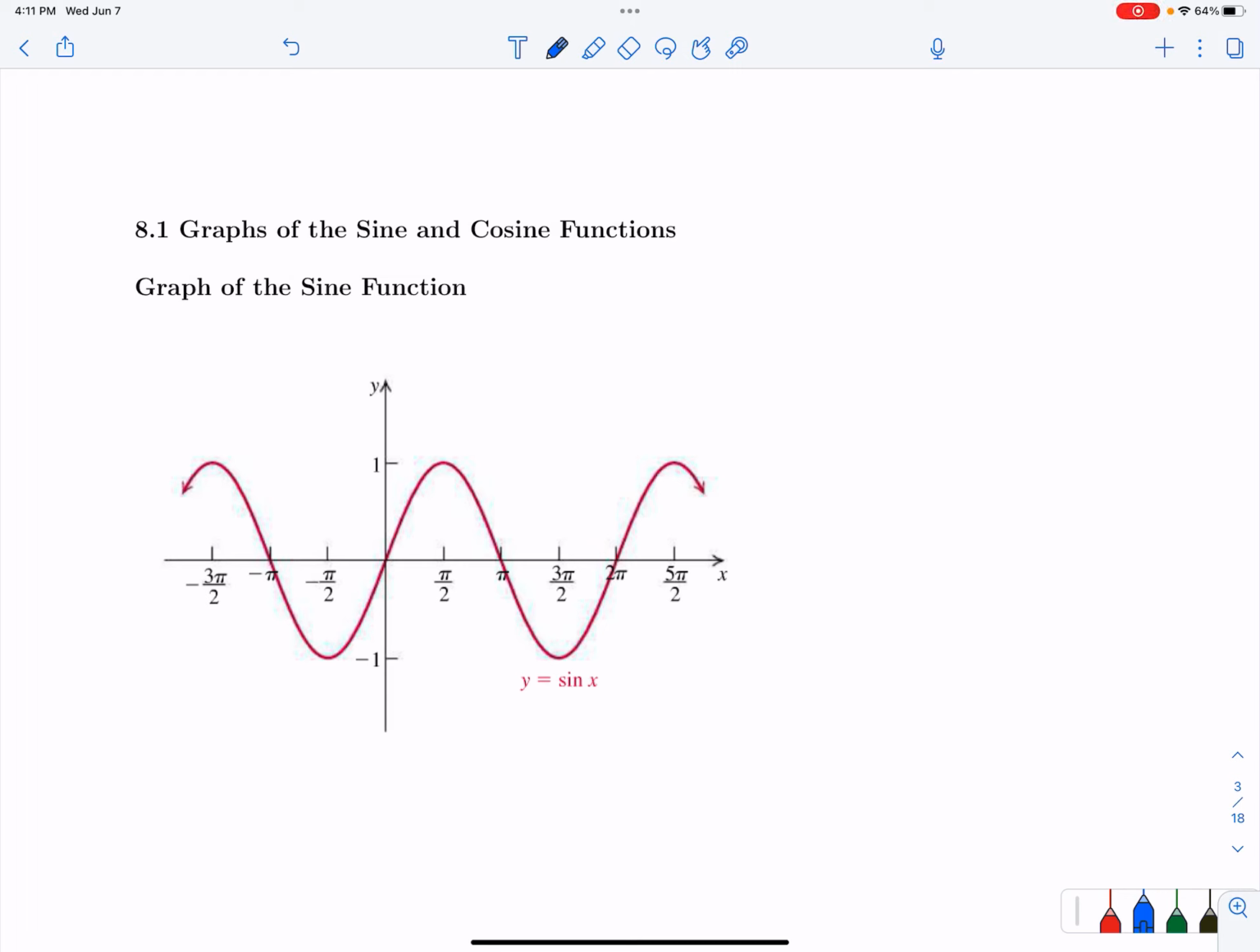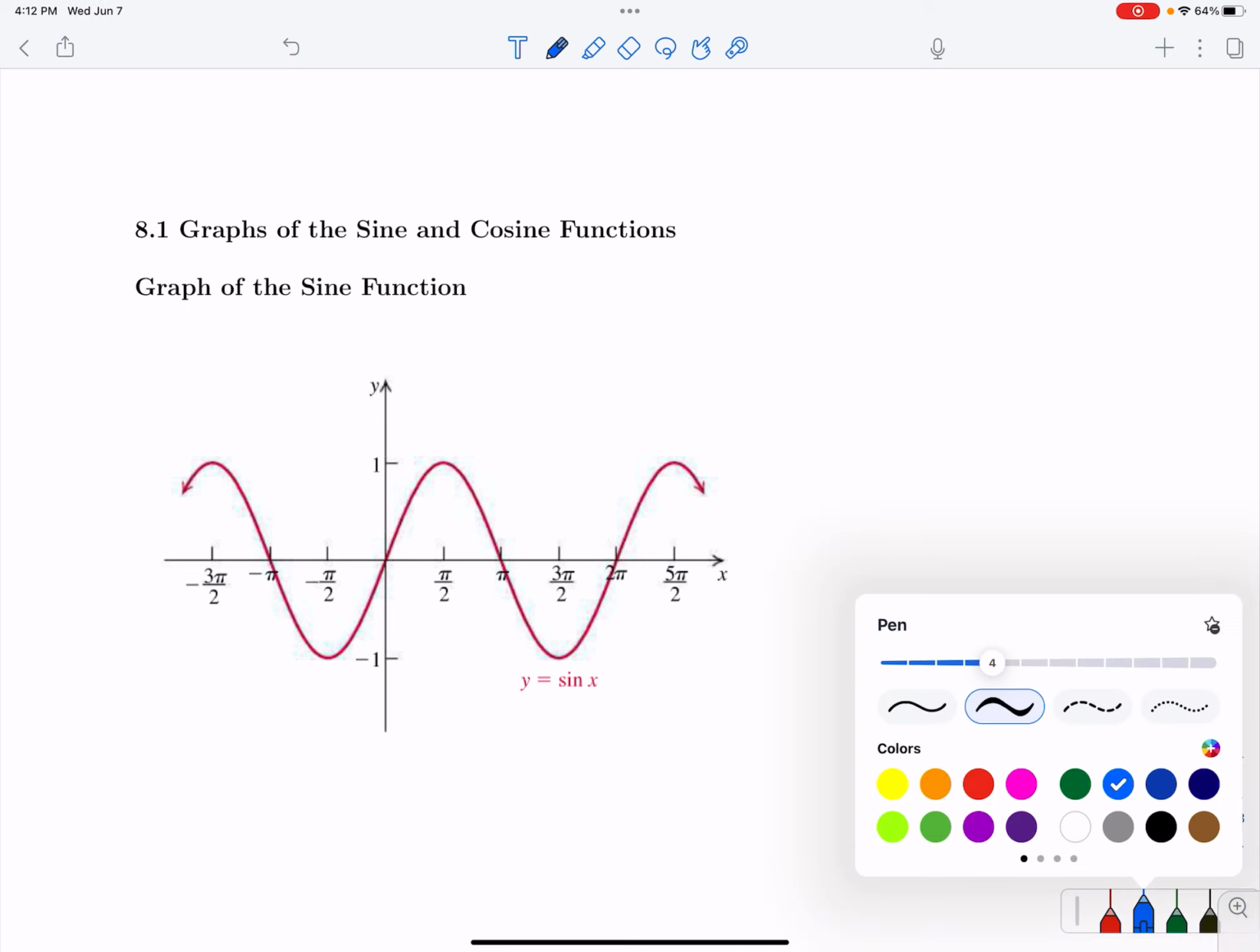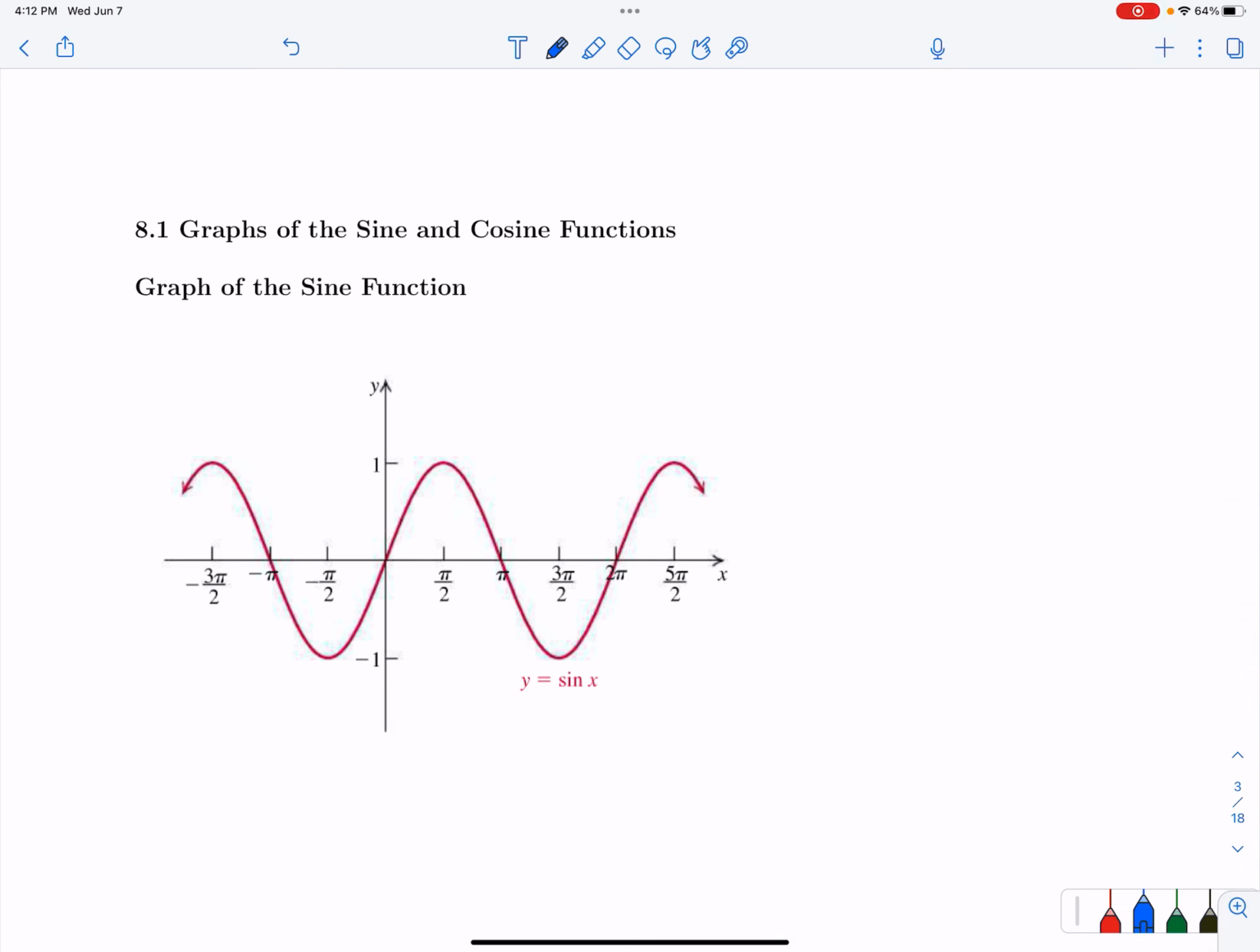In this video, I'll be going over how we graph sine and cosine functions. So first, let's look at the parent function for sine, and we can see it here. Now let's just go over the basic characteristics of a sine graph.